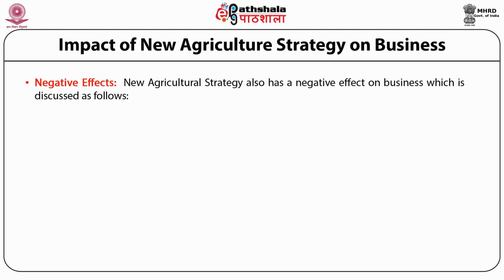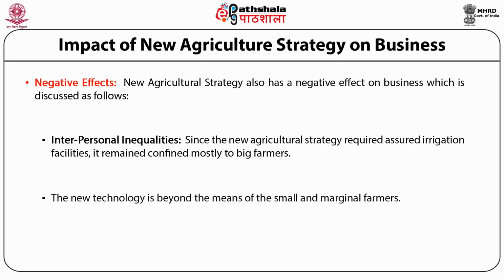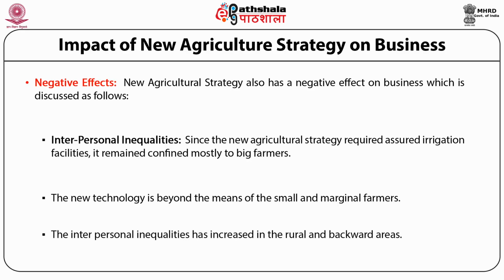Secondly, this new agriculture policy has also increased the interpersonal inequalities. Since the new agriculture strategy required assured irrigation facilities, it remained confined mostly to the big farmers. The new technology is beyond the means of the small and marginal farmers, and on account of this, the interpersonal inequalities have increased in the rural and the backward areas.